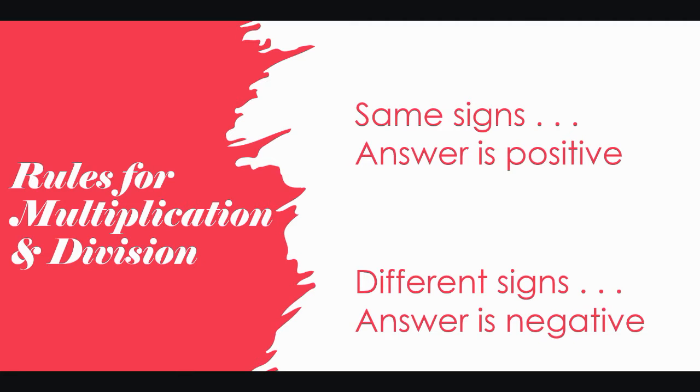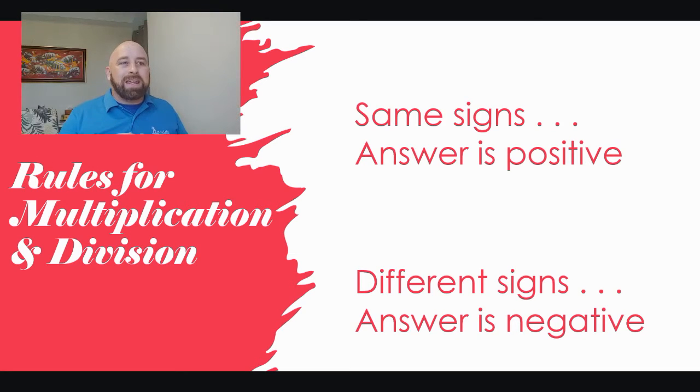So for multiplication and division, here we follow these two simple rules. Rule number one: if the signs are the same, they're both positive or they're both negative, the answer is positive. Now, what happens if we have different signs? So one is a positive, one is a negative.